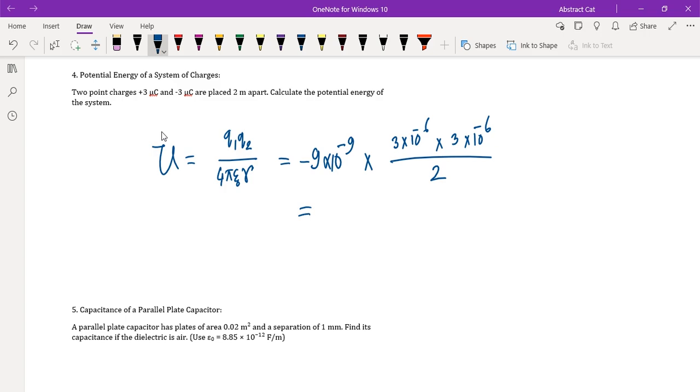So 3 times 3 is 9, 9 times 9 is 81, by 2. Then 10 to the power 9 and 10 to the power minus 12 combine, so we get 40.5 into 10 to the power minus 3 joules.